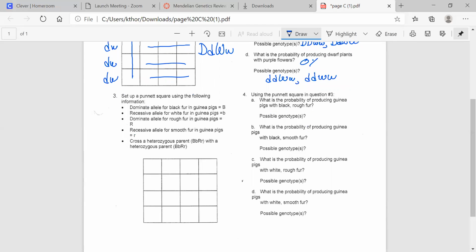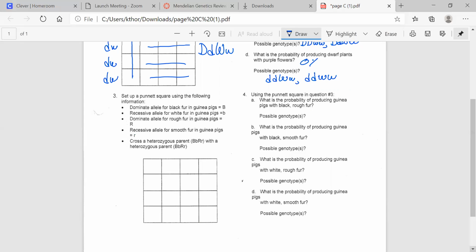Number 3, set up a Punnett Square using the information. We have dominant allele for black fur in guinea pigs is a big B, recessive is white little b, dominant allele for rough fur is big R, and smooth fur is little r. We have heterozygous with a heterozygous.